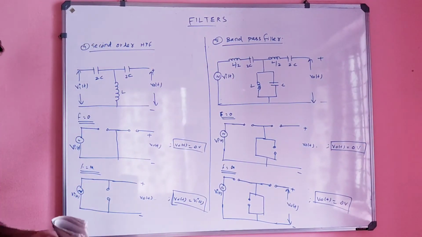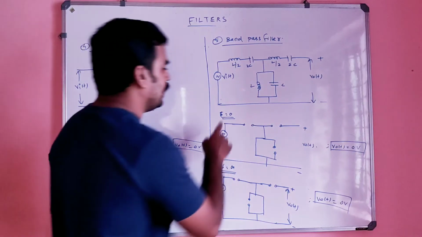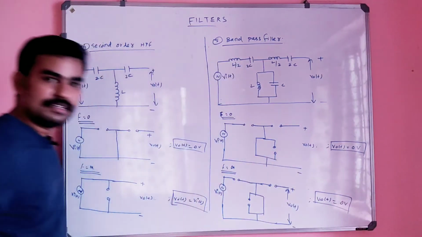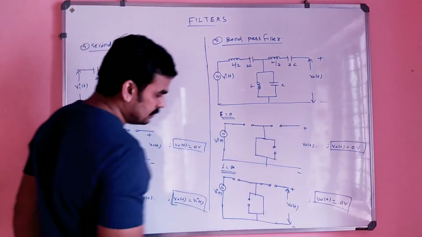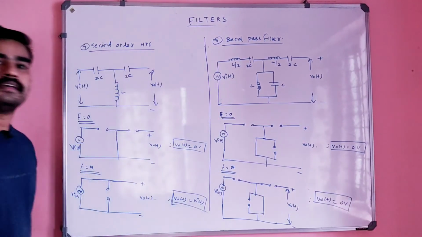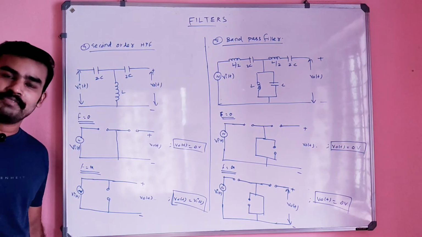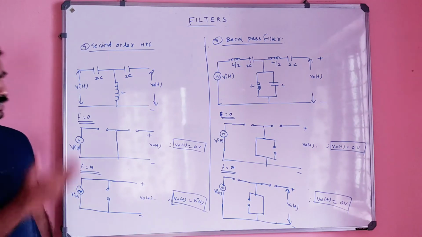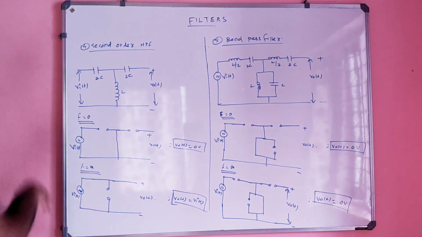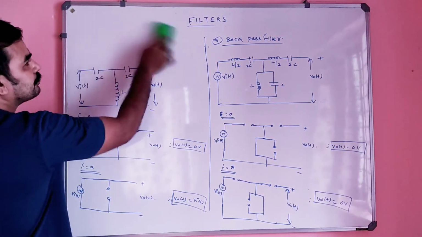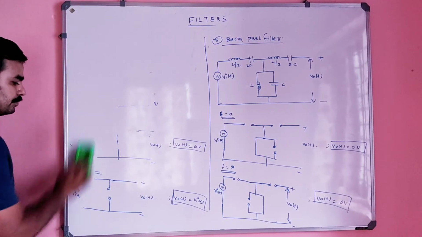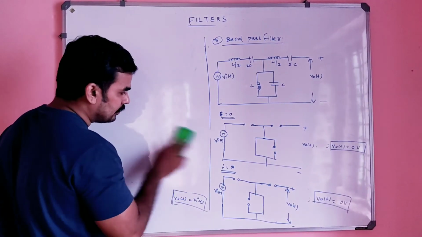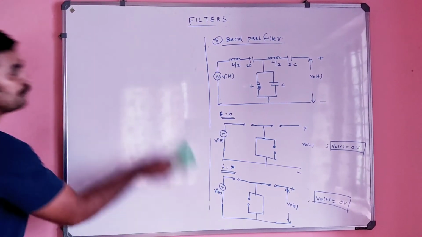So we concluded here that it blocks the low frequency, it blocks the high frequency. That means it only passes a mid-range of frequency. So it is a band pass filter. Okay? Is it clear, my dears?